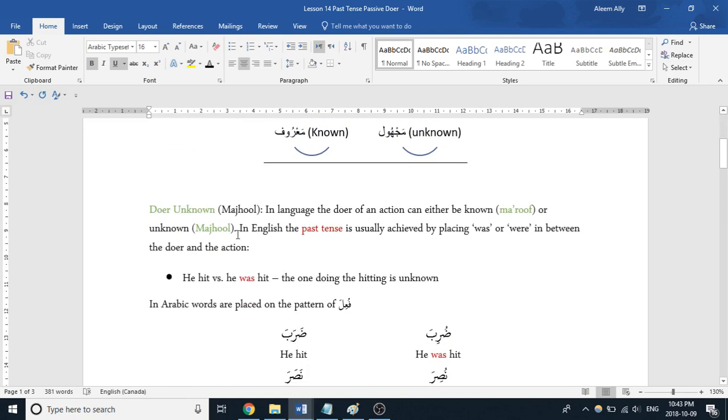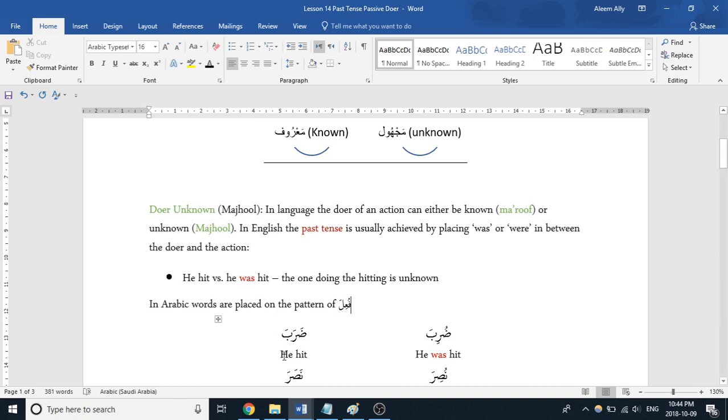So usually in English, if you want to hide the doer, you add in the word was or were in between the doer and the action. So he hit. We know he is doing the hitting. But if we change it to he was hit, we don't know who hit him anymore, right? The one who's doing the hitting is unknown. They're majhul. In Arabic, words are placed on the pattern of fu'ila, right? If you see a verb on the pattern of fu'ila, the doer has now become hidden.